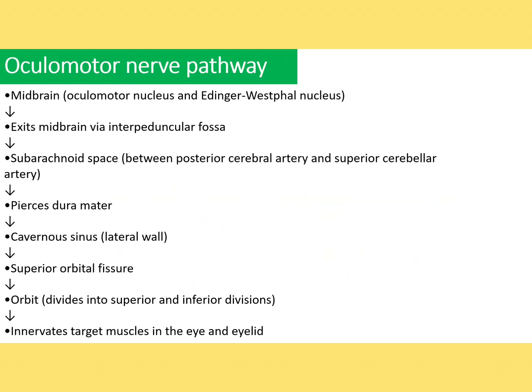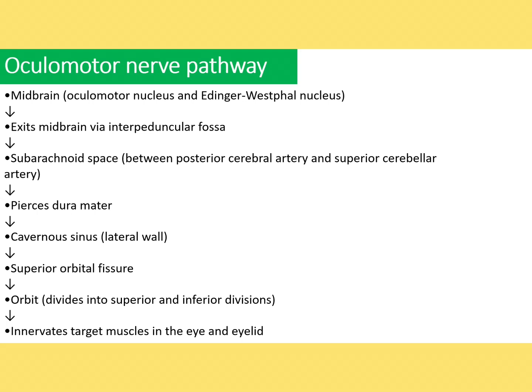First of all, it originates in the oculomotor nucleus, which is present in the midbrain, and also from the Edinger-Westphal nucleus. These nuclei coordinate the movement of the eye and the pupillary responses. Exiting the midbrain, the nerve passes through the interpeduncular fossa, which is located between the cerebral peduncles. Then it travels through the subarachnoid space, navigating between major blood vessels like the posterior cerebral artery and superior cerebellar artery.